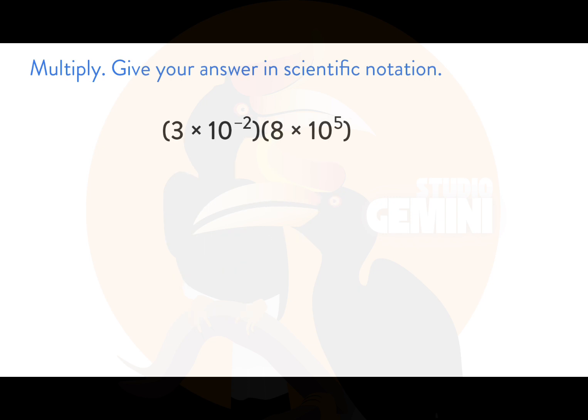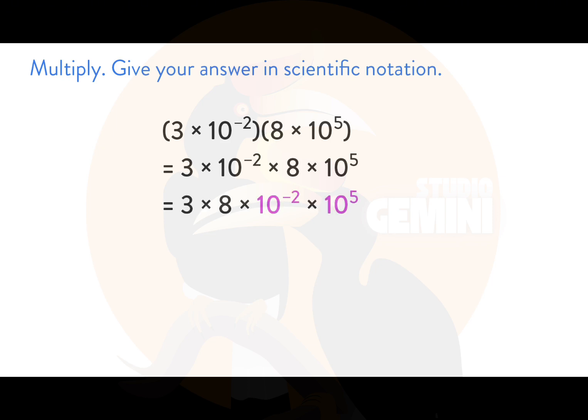Here we have 3 times 10 to the power of negative 2 and 8 times 10 to the power of 5. The parentheses don't matter since everything is just being multiplied together. So let's drop that and use the commutative property to reorder the factors. 3 times 8 is 24, and 10 to the power of negative 2 times 10 to the power of 5 is the same as 10 to the power of negative 2 plus 5. This gives us 24 times 10 to the power of 3.